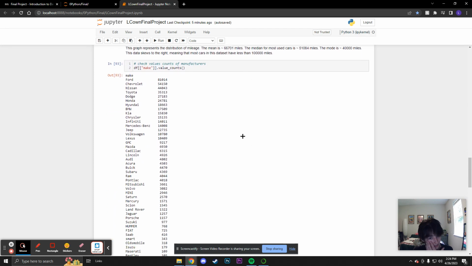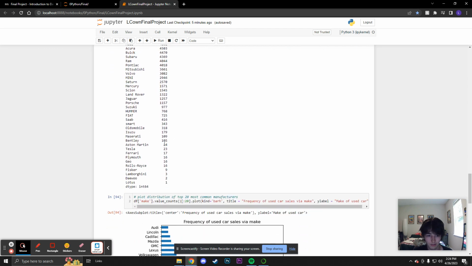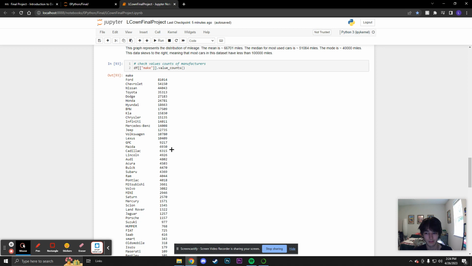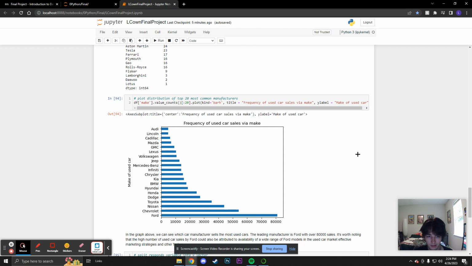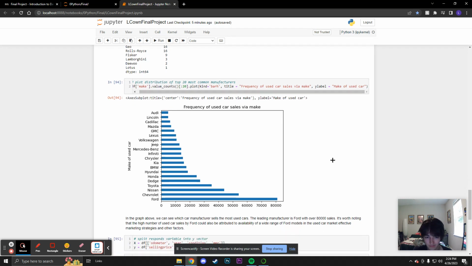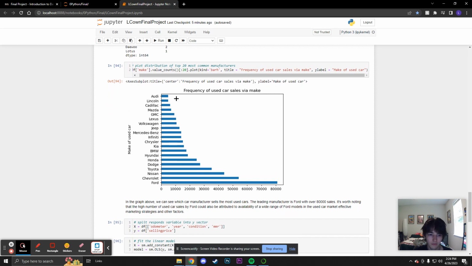This is me checking the value counts just real quick, to see what's going on, see how many of each make, like how often each make shows up in the data frame, and Ford was the most. And using this, I plotted the distribution of the top 20 most common manufacturers. So I have my data frame and use a bar graph here. And as you can see, Ford has the most sales.